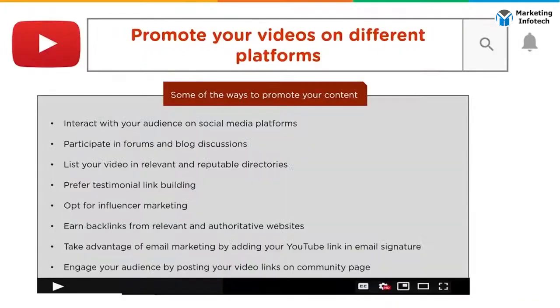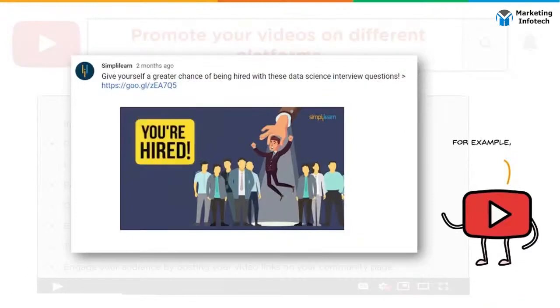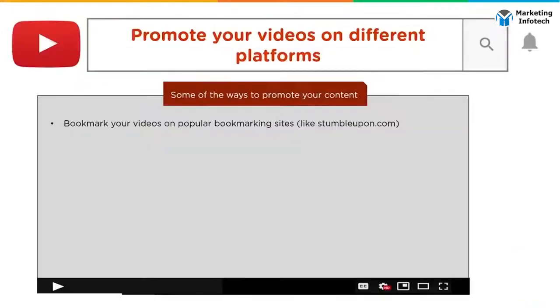Engage your audience by posting your video links on community pages. So for example, we're promoting something here on a community page, and that's going to get some additional traffic over to us. You can always bookmark your videos on bookmarking sites like stumbledupon.com. Again, this is free, very little time to do this, but it's a chance for you to get the video out there and even generate a backlink.